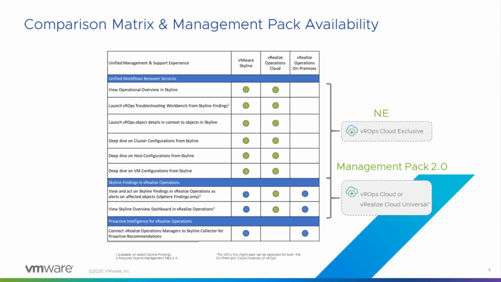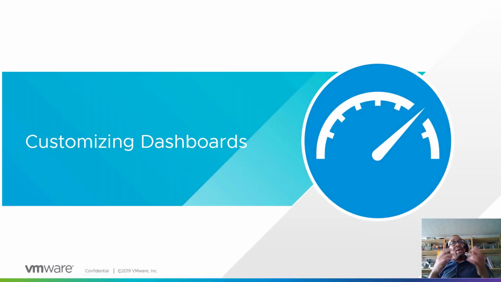Now, before I conclude this demonstration, I want to go into more detail about how Skyline and its management pack integrate with both vRealize Operations Cloud and vRealize Operations Manager. As you know, VMware Skyline integrates directly with vRealize Operations Cloud, while the management pack is available to users of both vRealize Operations Cloud and its on-prem instance through vRealize Cloud Universal. And with that, let's transition to talk about how you can get even more value out of Skyline's integration within vRealize Operations Cloud by surfacing Skyline-specific alerts with its custom dashboard capabilities.